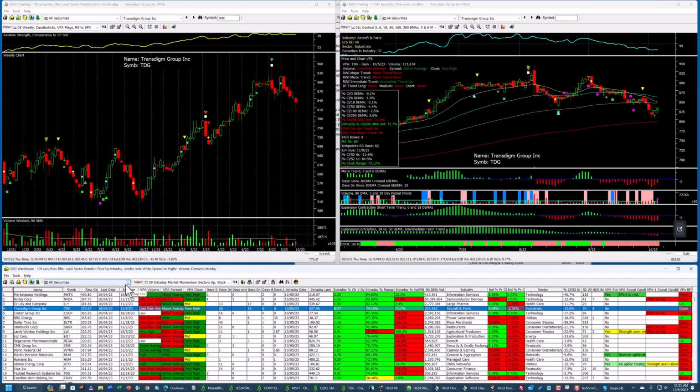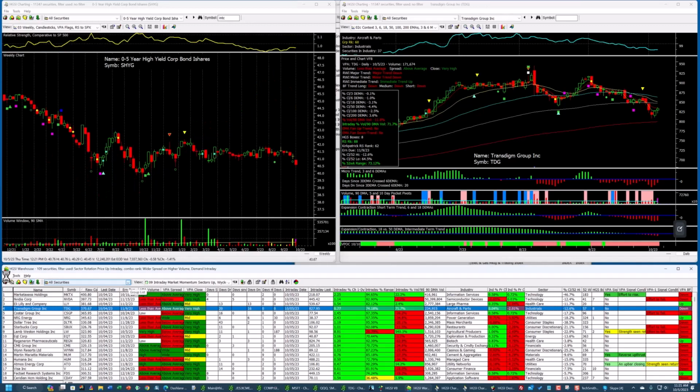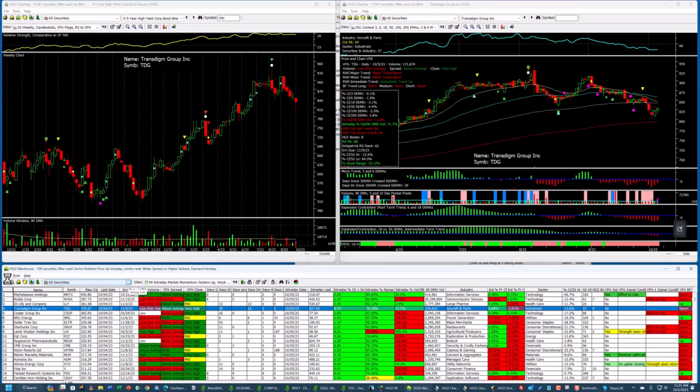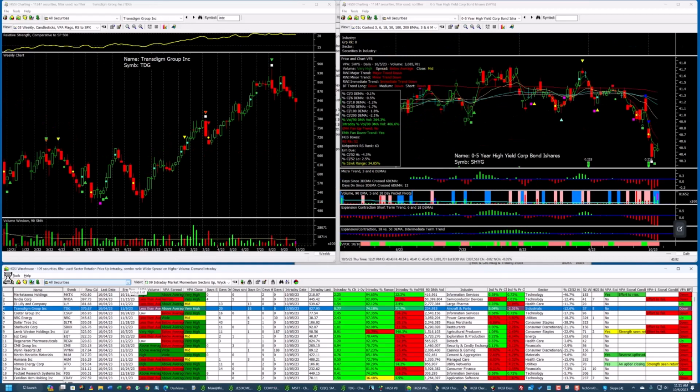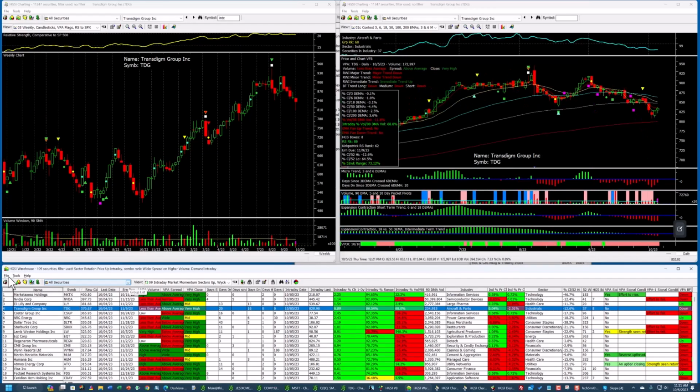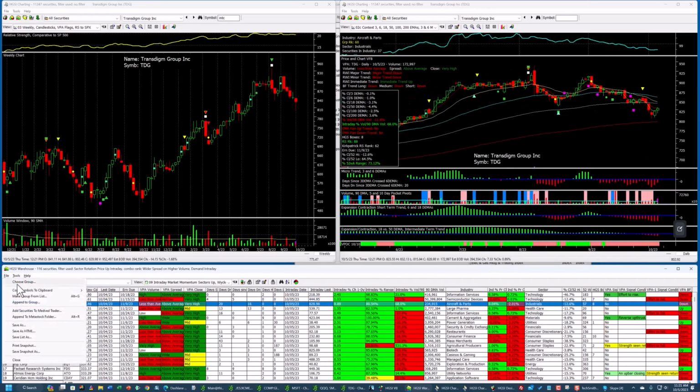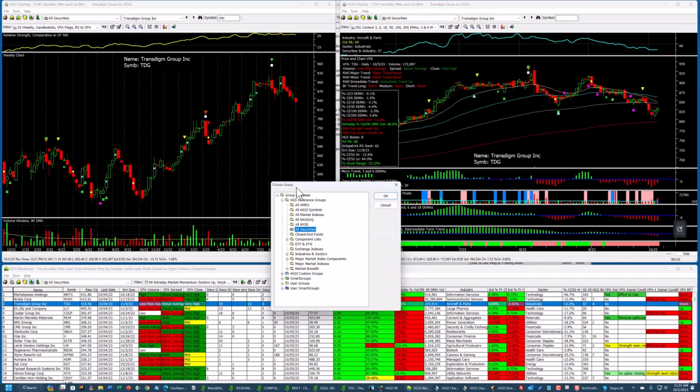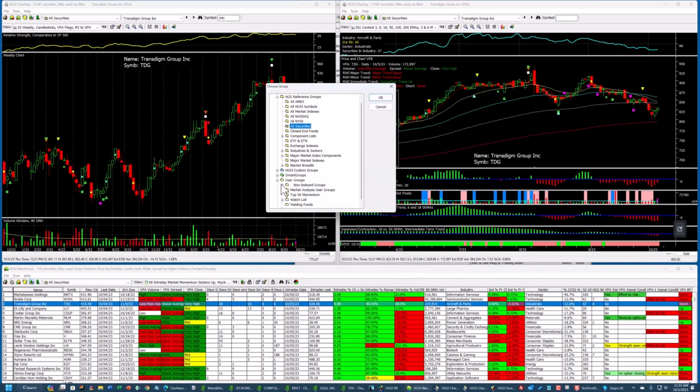If you just want to look at the liquid options, all you have to do is, it's going to update right here. If you want to stick to liquid options, click on Choose Group, and then go into My User Groups to the non-index files and select this folder, Options Best Securities to Trade.